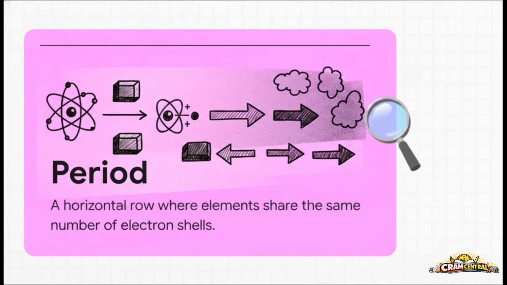So those horizontal rows going straight across the table, those are called periods. Every time you move one spot to the right, the element gains 1 proton. But here's the cool part. Every element in that same row has the exact same number of electron shells, kind of like layers of an onion. And as you travel across the period, the properties gradually shift from metal to nonmetal.